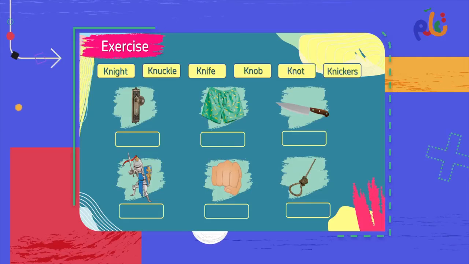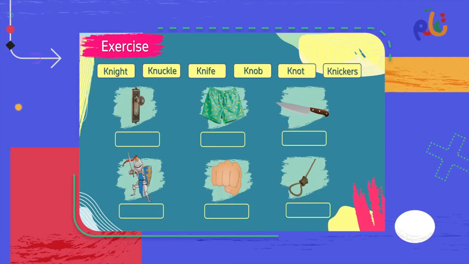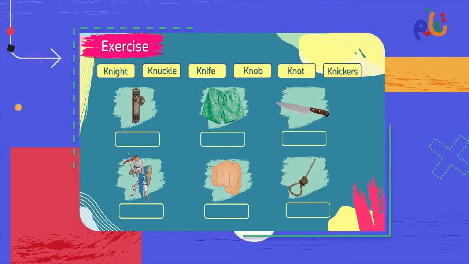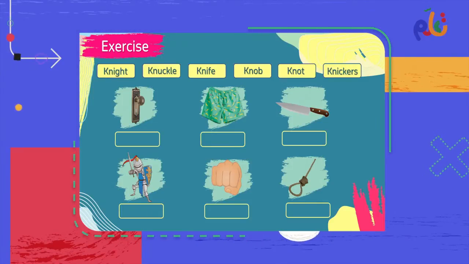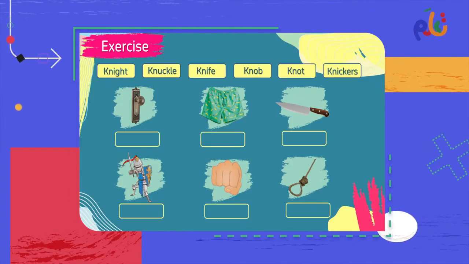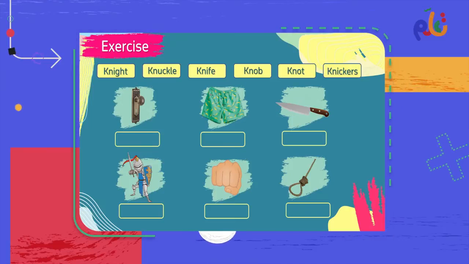Now, let's try to put these vocabulary words. These are words we want to learn together. New vocabulary in English. Maybe we heard it before, maybe we didn't. But we want to put them next to their pictures and see whether we could do it together or not. Let's see if we can do it together.